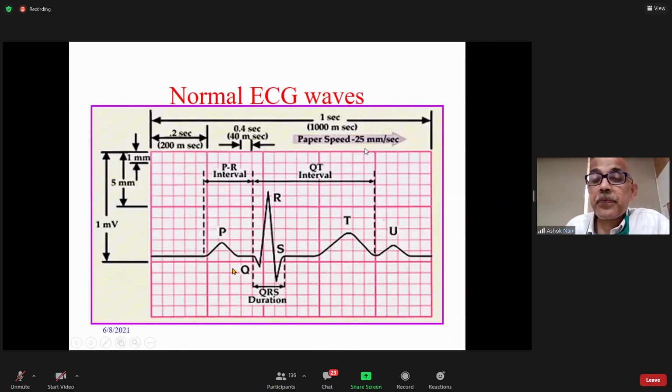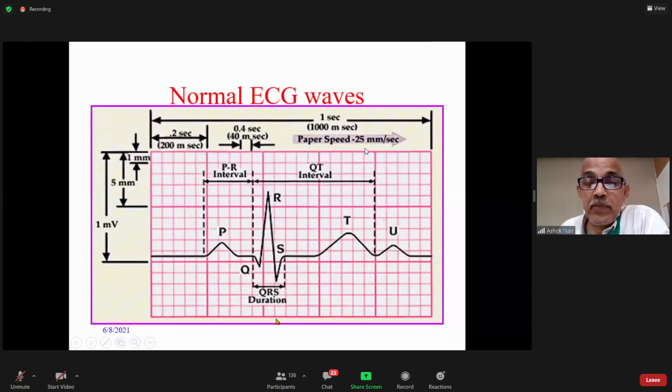Okay? This is about the technical aspect which you need to remember, because you will need to know what is the duration of PR interval, what is the duration of P wave, what is the duration of QRS complex, what is the QT interval duration, and what is the heart rate. You need to calculate the heart rate. So all those things you need to know.